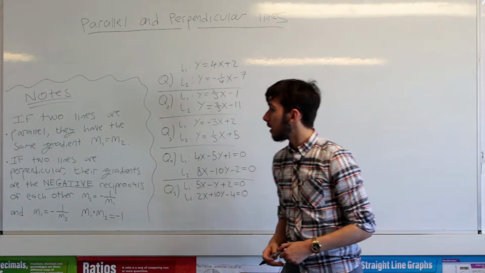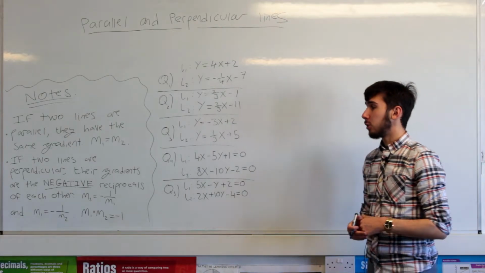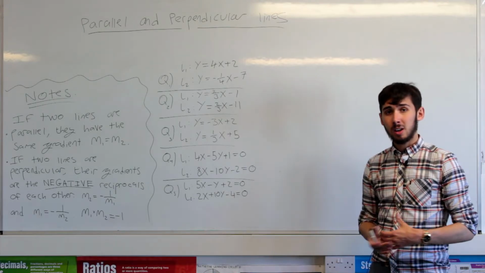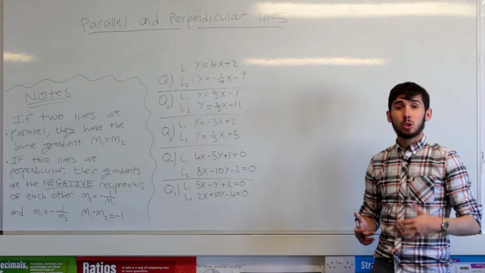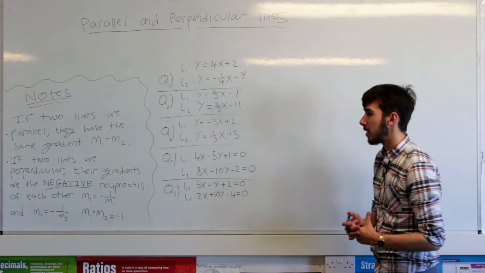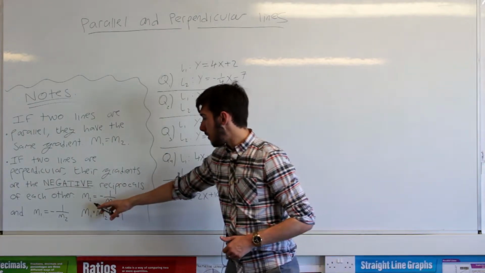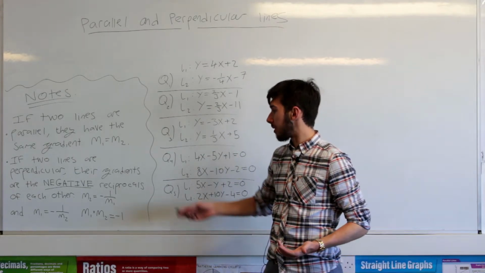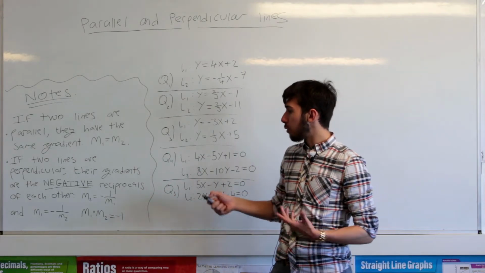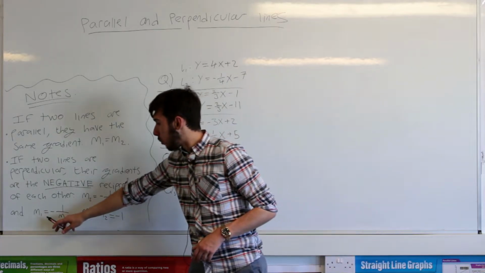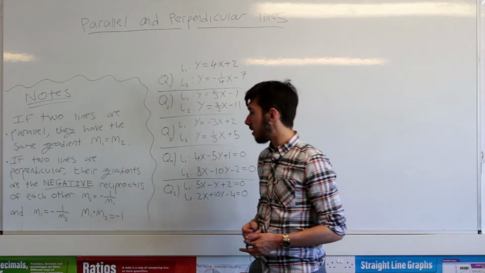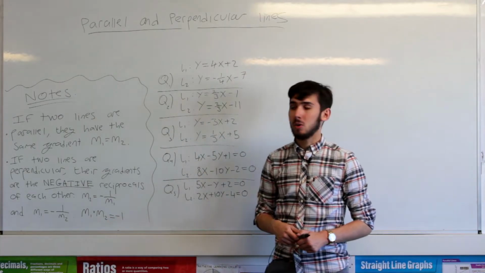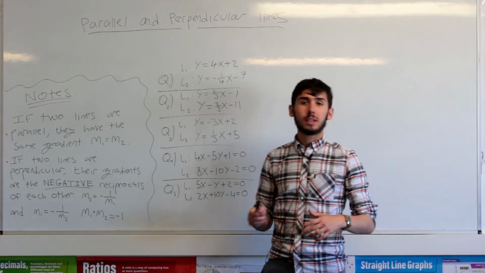And it turns out that if you have perpendicular lines, say the gradient of the first line is m1 and the gradient of the second line is m2, the gradients m1 and m2 have this relationship: m2 is negative 1 over m1, or the negative reciprocal, as I've written. And vice versa, you can rearrange the equation to get m1 equals negative 1 over m2. And you can rearrange the equation again to get m1 times m2 equals negative 1. They all mean the same thing.